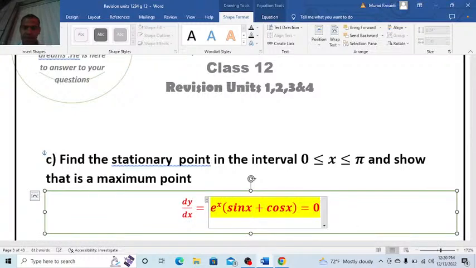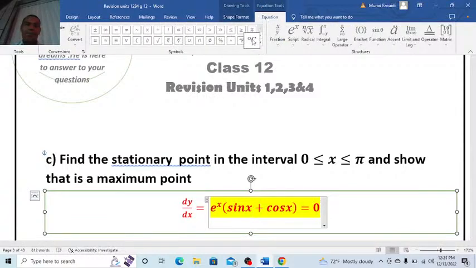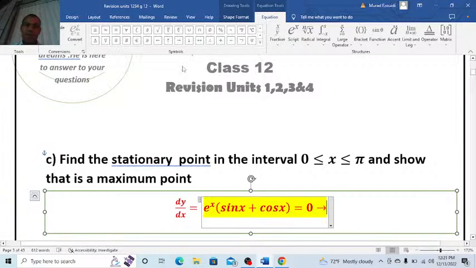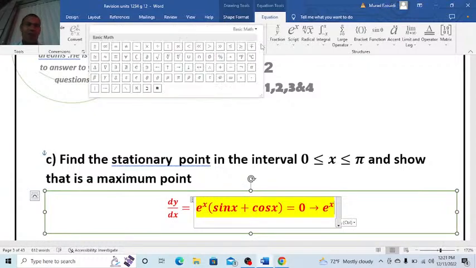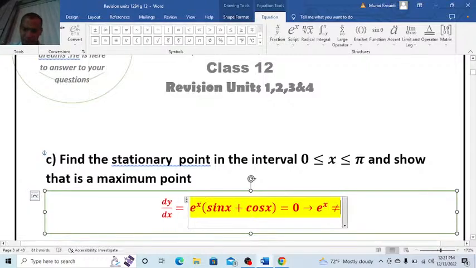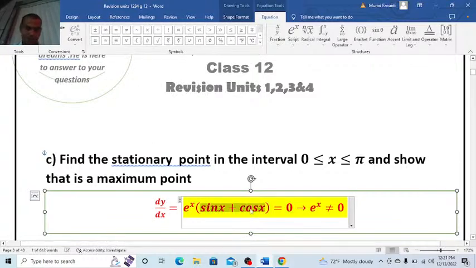Exponential of x is different from 0. Exponential of x can never be equal to 0. There is no real value of x such that exponential of x equals 0. Therefore I'm looking for the symbol of different, not equal. Different from 0. Then sine of x plus cosine of x should be equal to 0.